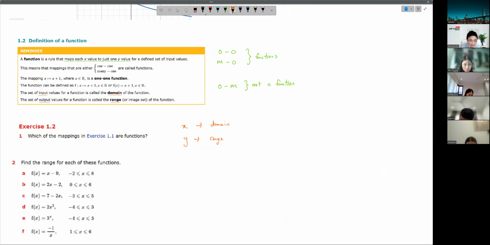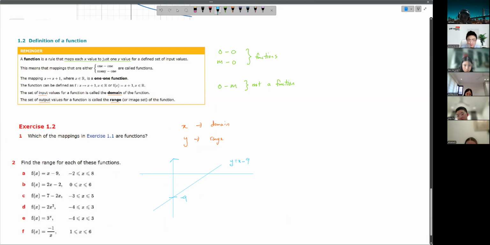So in this case, let's look at this. Part 2 is between -2 and 8. This is a straight line, and this is -9. So this is the graph, right? This is y equals x minus 9.